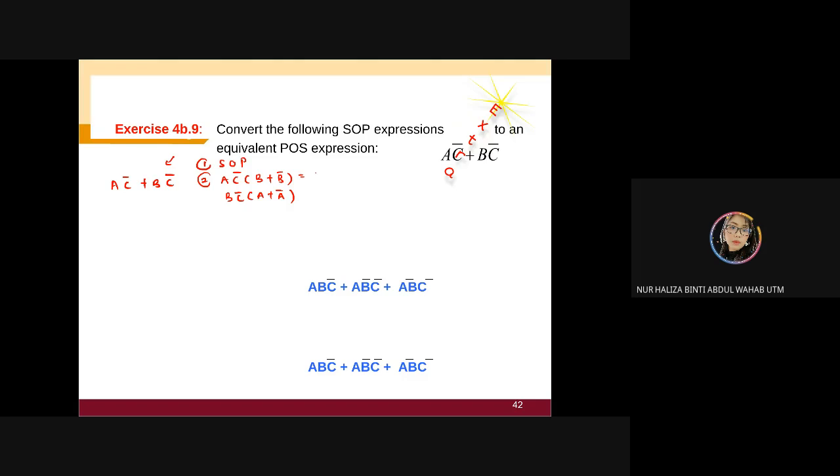Here I will get ABC bar plus AB bar C bar. And over here, I'm going to get ABC bar plus A bar BC bar.